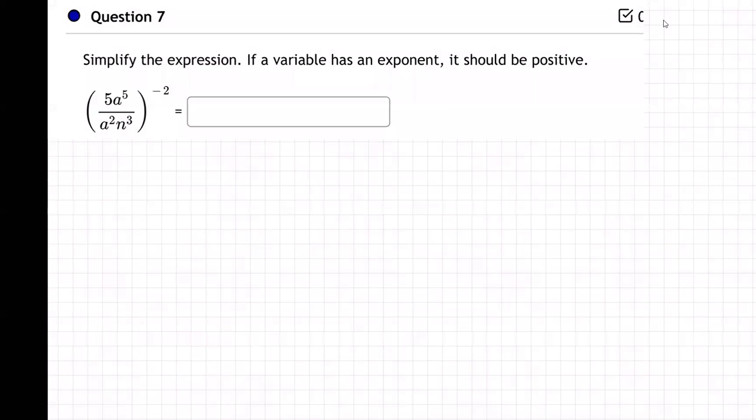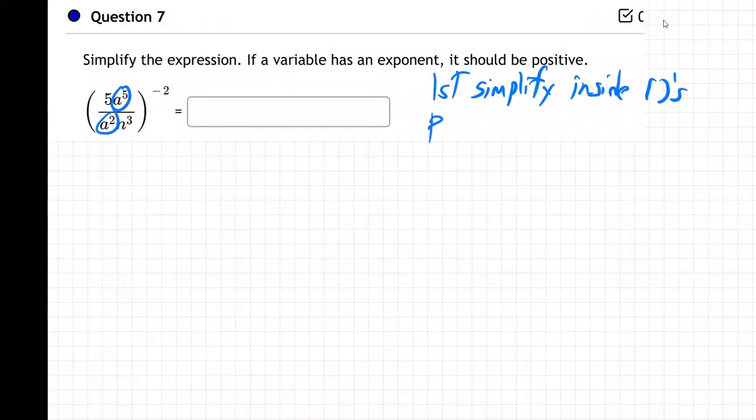Okay, so on this one, first step, simplify inside the parentheses. What do I mean? What can I simplify inside the parentheses? Well, I got a to the fifth over a squared, right?